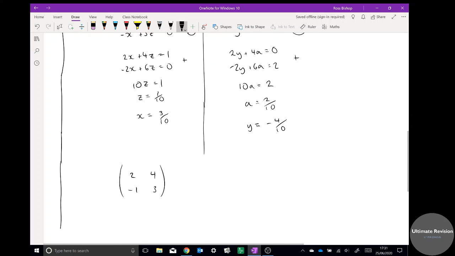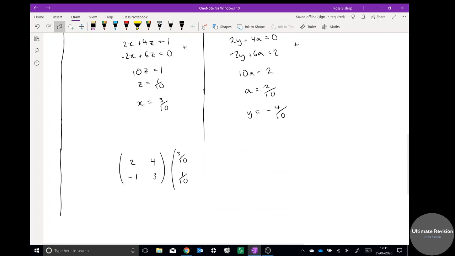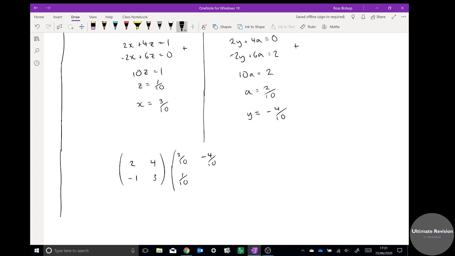multiply that by 3/10. Z was 1/10. y there, minus 4/10 and 2/10 there. And that would equal the identity matrix. And the inverse, if that's A, I have worked out the inverse.